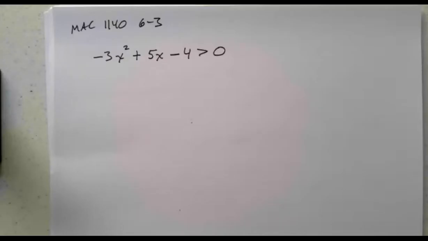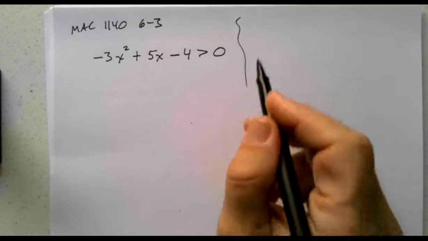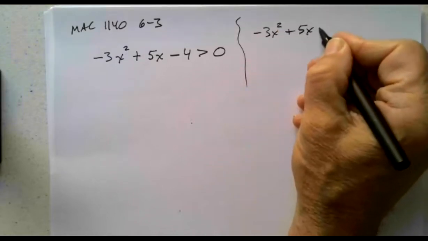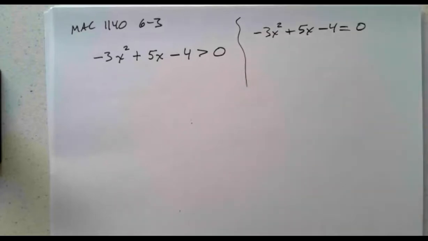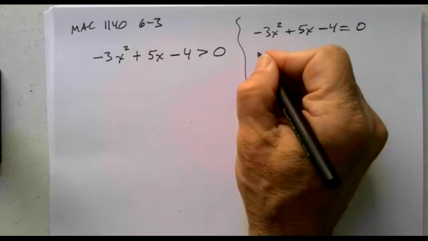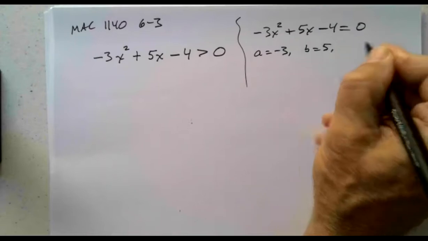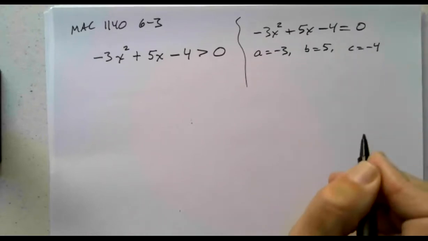So this question we have negative 3x squared plus 5x minus 4 is greater than 0. So again, let's go ahead and solve it first as an equal. Negative 3x squared plus 5x minus 4 equals 0. So how do I want to solve this? What strategies do I want to use? And just to do something differently, let me go ahead and use the quadratic formula this time. So a is negative 3, b is 5, c is negative 4.